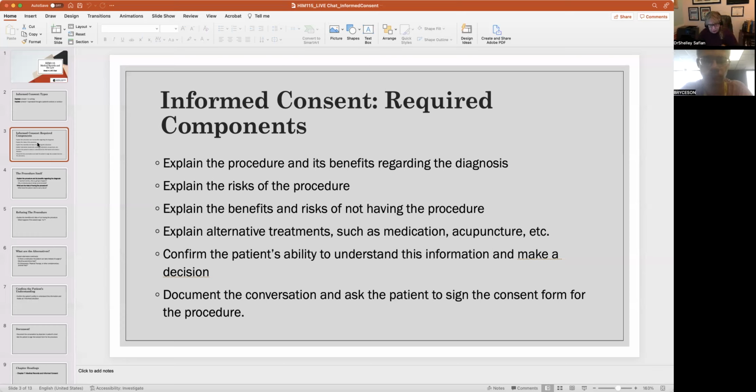And then everything must be documented in the patient's chart. Okay. And that includes the conversation that was had, as well as asking the patient for express consent if it's surgery.